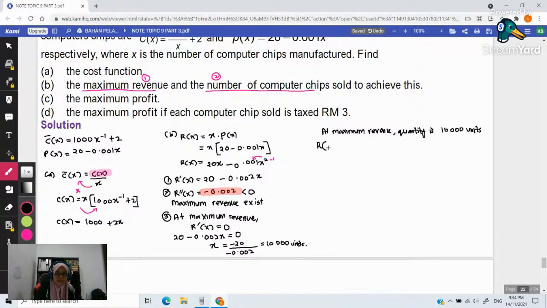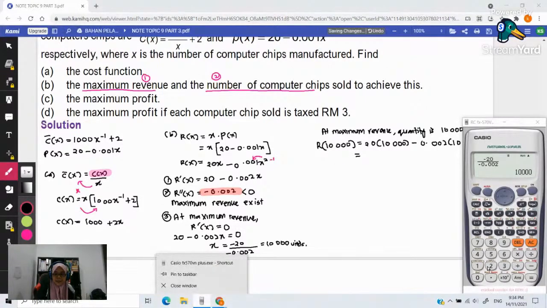That means R of 10,000 is equal to 20 multiplied with 10,000 minus 0.002 multiplied with 10,000 squared. Can you follow me? And then we need to calculate. Click equal. The answer equals 0.